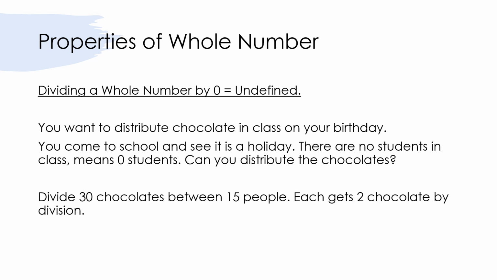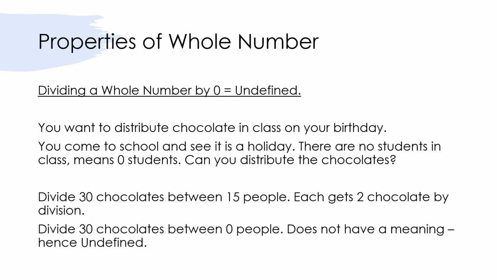So if there are 15 students in the class, then I can divide 30 chocolates and each one of them will get 2 chocolates. We found this by dividing 30 by 15. But if you want to divide 30 chocolates between 0 people, we are dividing 30 by 0. And this does not have a meaning. And we say it is undefined.